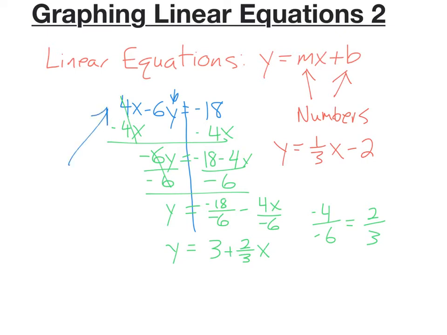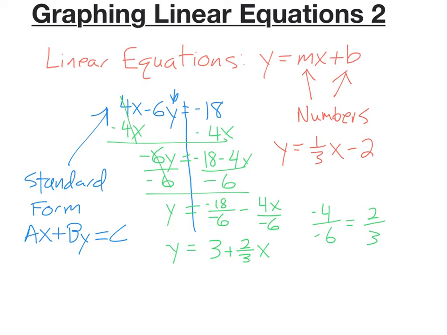So 4x minus 6y equals -18. We say that as in standard form. And standard form is any time we have x and y on the same side of the equal sign. Okay? So any number times x plus any number times y equals c.